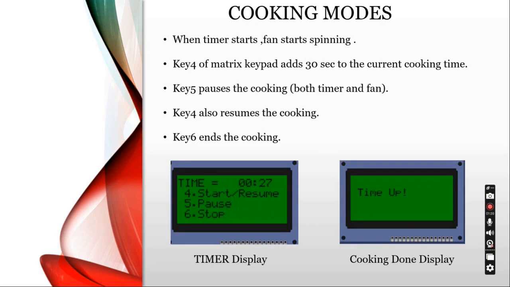When the timer starts, the fan starts spinning. Key 4 of the matrix keypad adds 30 seconds to the current cooking time. Key 5 pauses the cooking, both timer and fan. Key 4 also resumes the cooking. Key 6 ends the cooking.